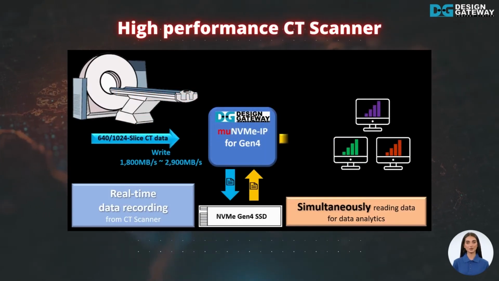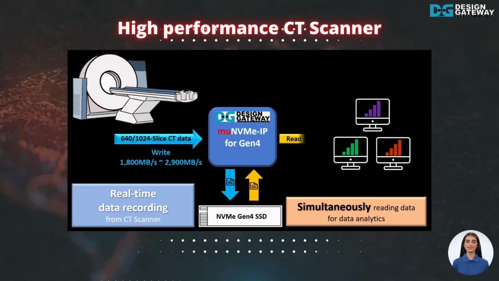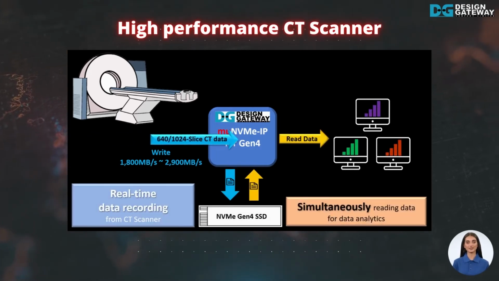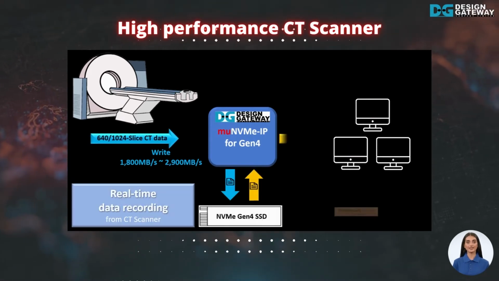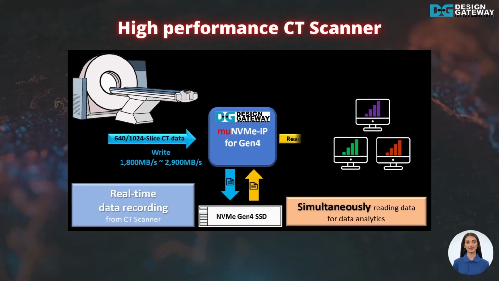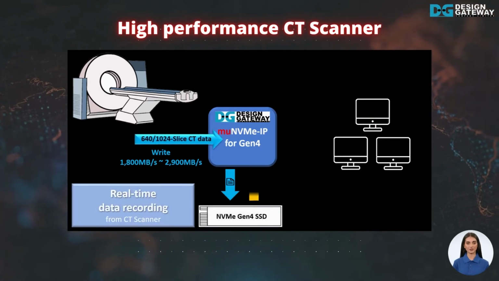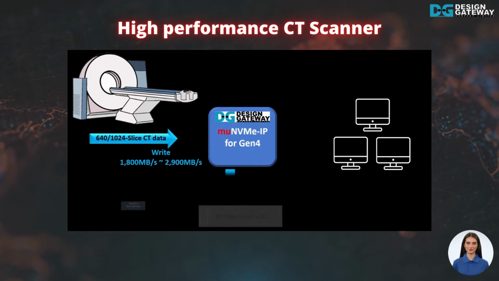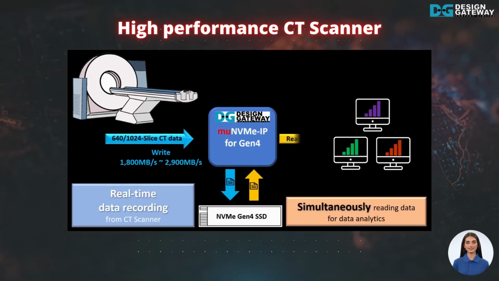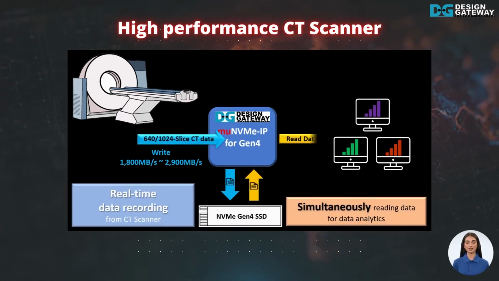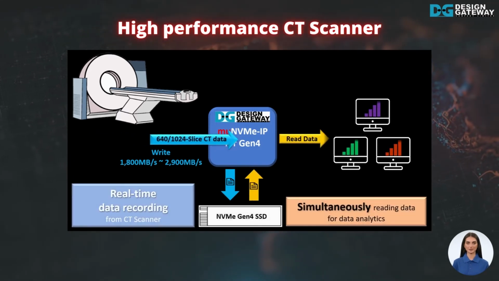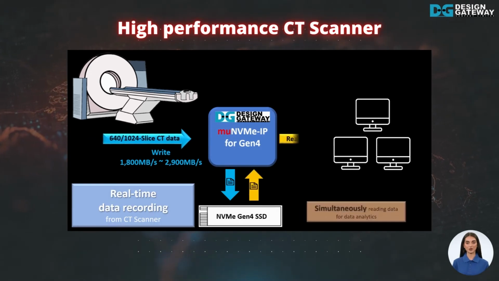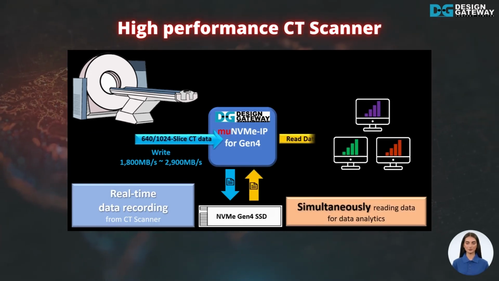The last example application is a high-performance CT scanner for medical applications. For a 640-slice CT scanner, raw data rate from the CT scanner is around 1,800 MB per second. For more advanced and higher performance, such as 1,024-slice capable, raw data rate may be around 2,900 MB per second. High performance recording speed up to 3,000 MB per second, while simultaneous reading for data analytics, should enable highly efficient CT scanner operation and usage to serve as many patients as possible.